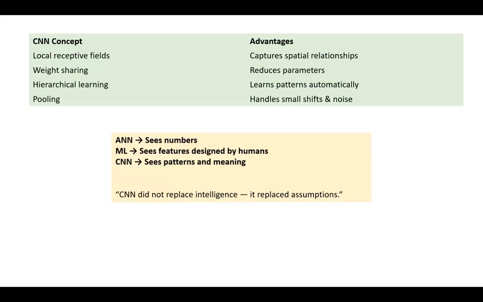To summarize, artificial neural networks see images as mere numbers. Machine learning models see features designed by humans, whereas CNN sees patterns and meanings. CNN did not replace intelligence, it has replaced assumptions.